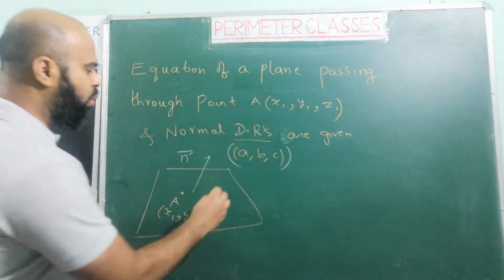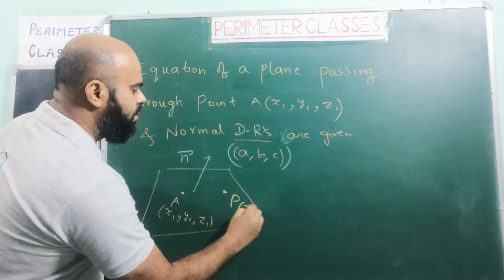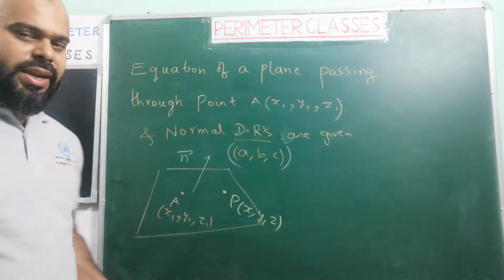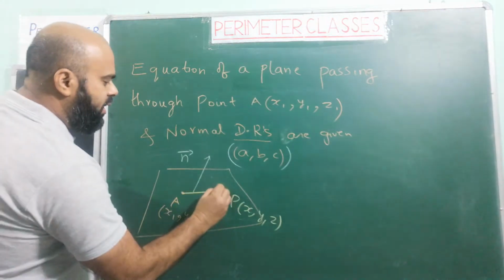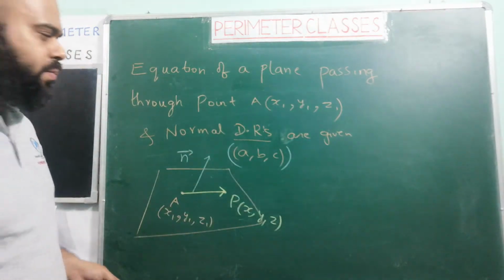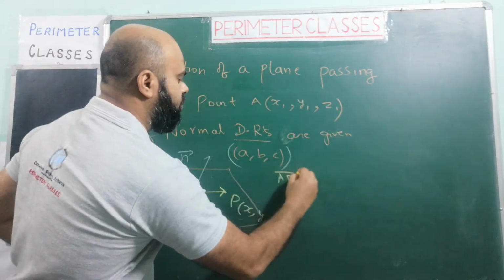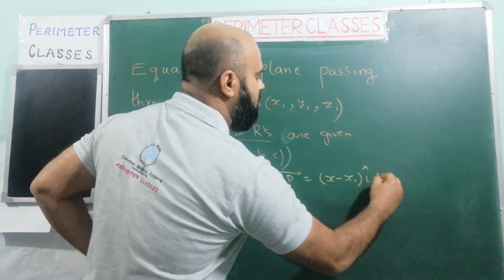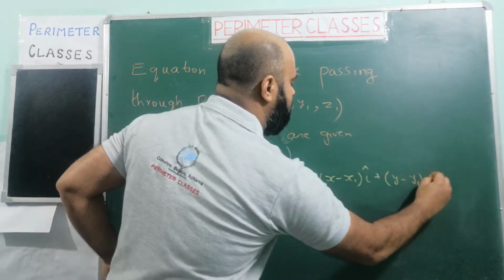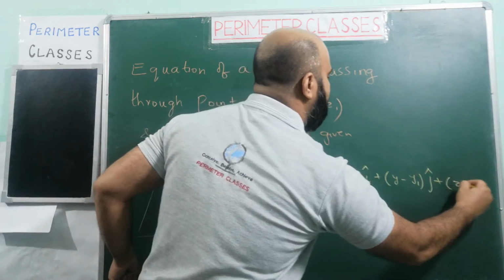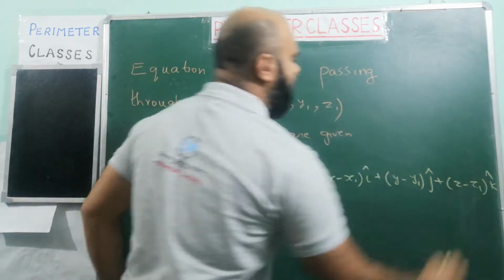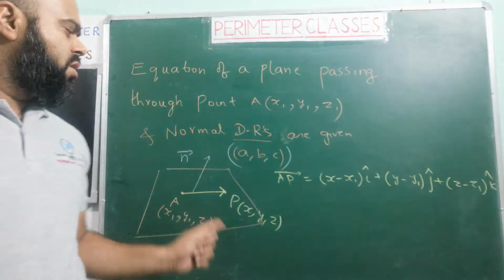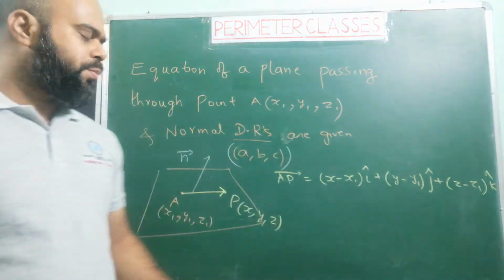So again we will take a point P with variable coordinates (x, y, z), and let us see what we can do. Let us join this vector AP. This is vector AP, and AP vector is (x minus x1) i cap plus (y minus y1) j cap plus (z minus z1) k cap. So the position vector of this minus the position vector of this will give you the AP vector.